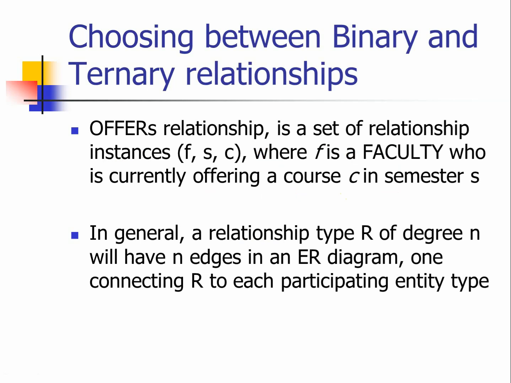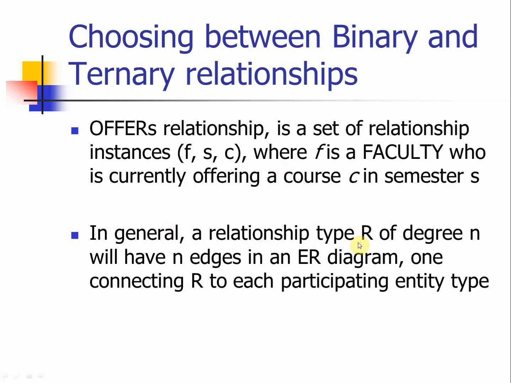The offers relationship is a set of relationship instances where F is the faculty who is currently offering a course C in semester S. So you can see that this is a combination of 3 things happening all together. For example, Dr. Chen is currently offering a database course, CSCI 330, in fall 2020. So you can see that those are the 3 things combined together as captured in this ternary relationship.